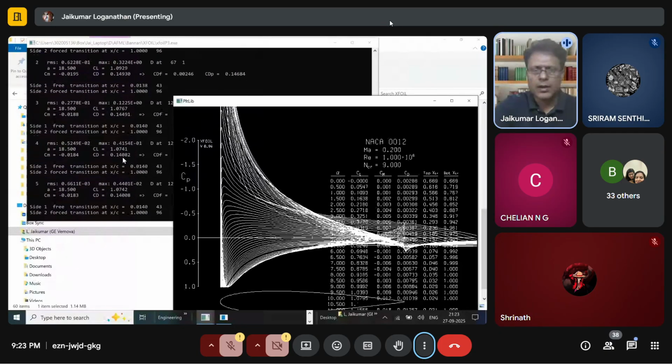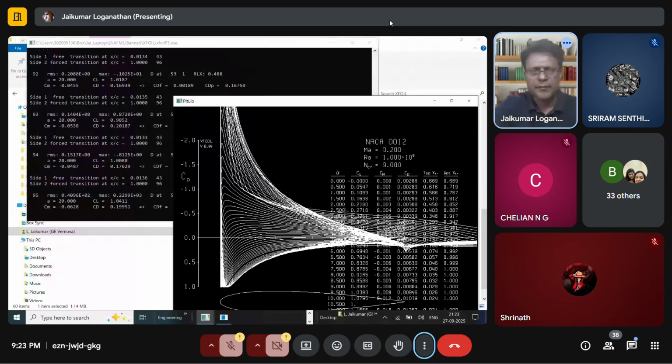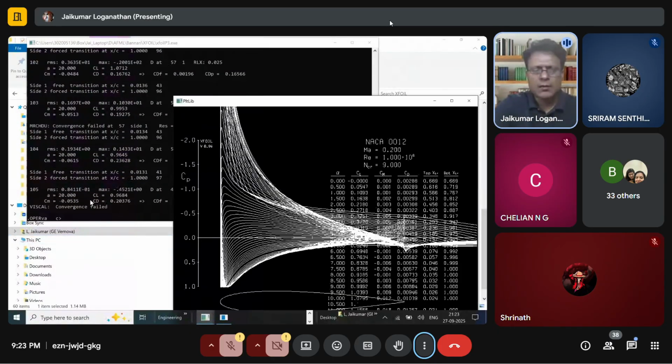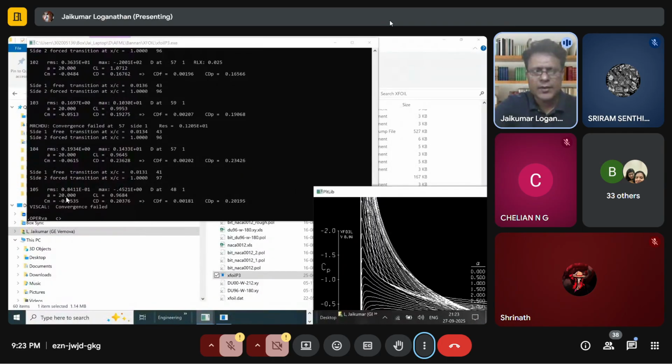So now you see that it is creating all those polars, and this is the pressure CP plot, which is plotted for each angle of attack. On the screen you can see it has run till angle of attack 20. CL is given there, CD is given there, and here you see the CDF and CDP. So this total CD is giving the split also: how much is because of skin friction, how much is because of pressure. Okay. So now the pack is still on.